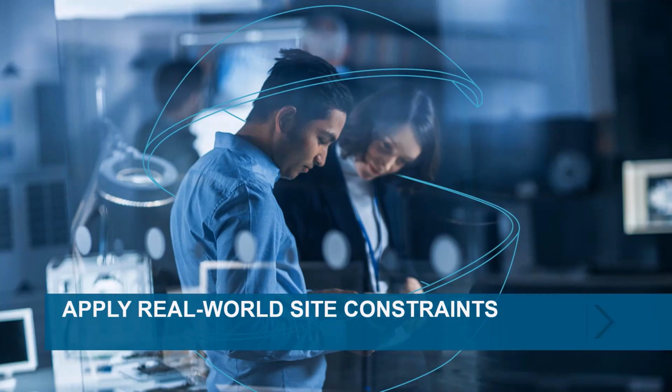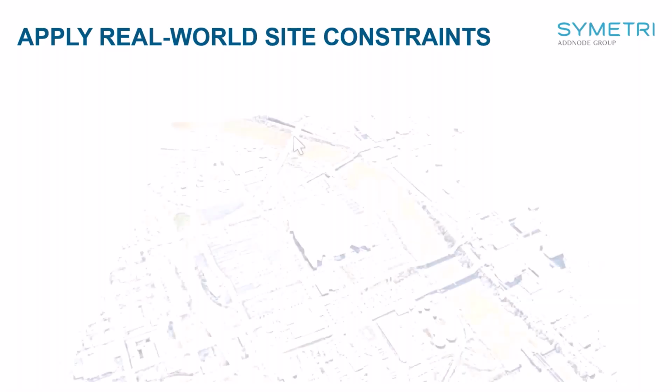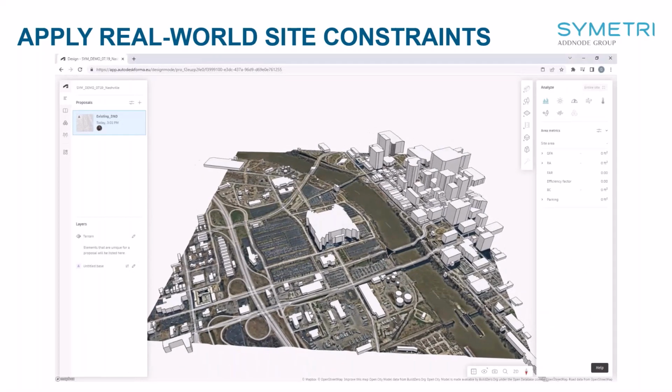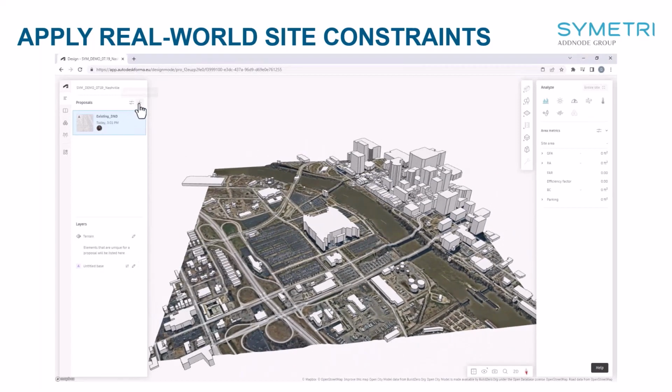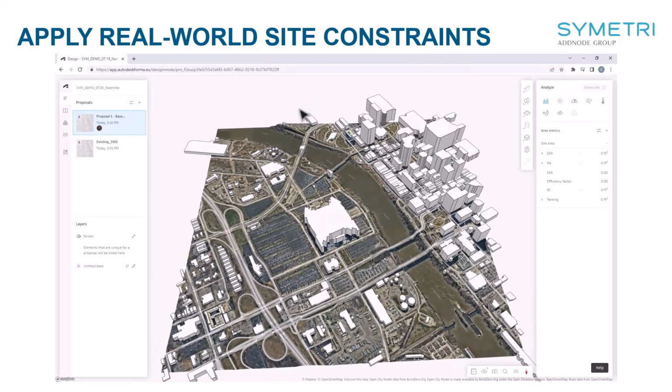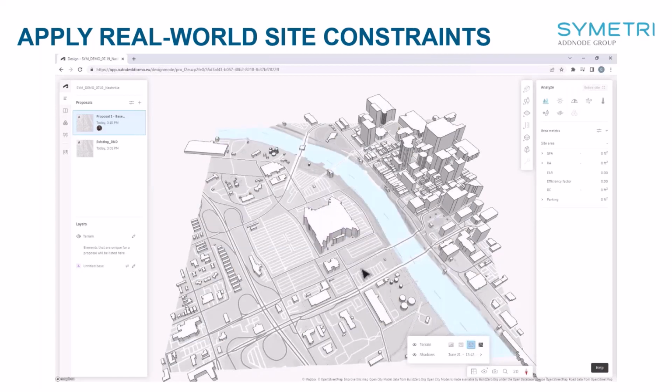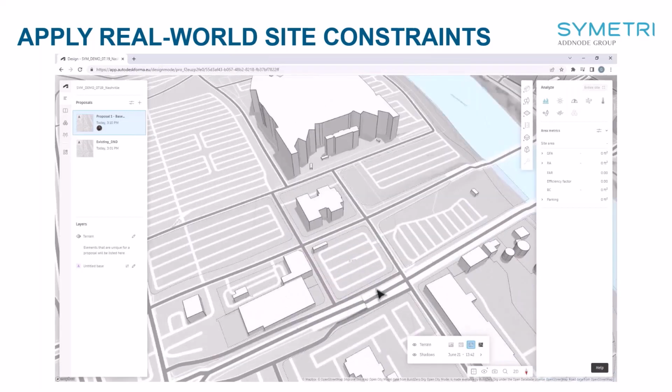Next step of the process, let's apply some real world constraints. All right, so immediately out the gate, we have our base model, our existing conditions model. If we wanted to, we could export this out to Revit or any other program for further use, or we can start designing here, creating a new proposal. So we just duplicate that proposal, and I do base building first to set up some of my constraints, or if I'm not quite sure which site I want to pick, then I'll go through this process. So we're going to select the site here.